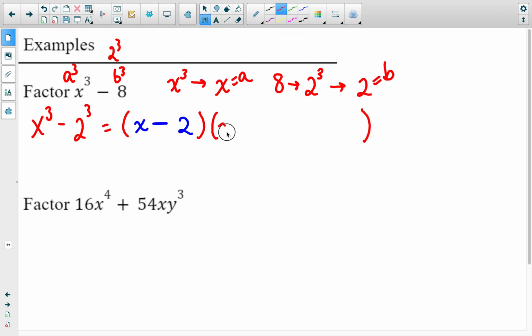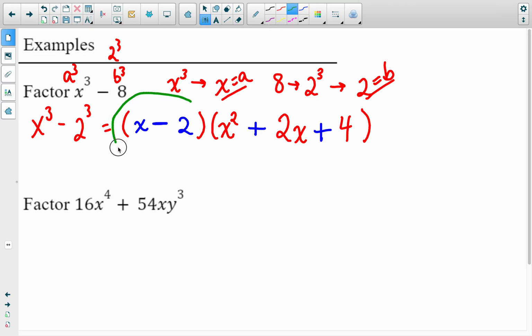So squaring our A term is going to become x squared. Squaring the B term is going to become 2 squared, which is 4. And then now let's multiply x times 2. And then for our signs, we want to have the same sign, the opposite sign, and then always positive.